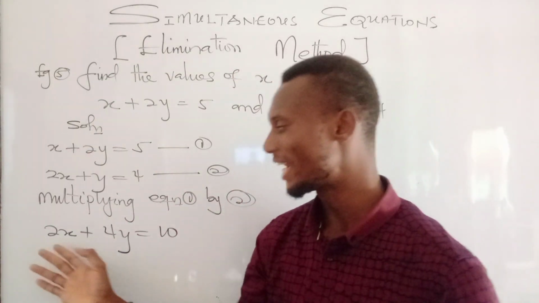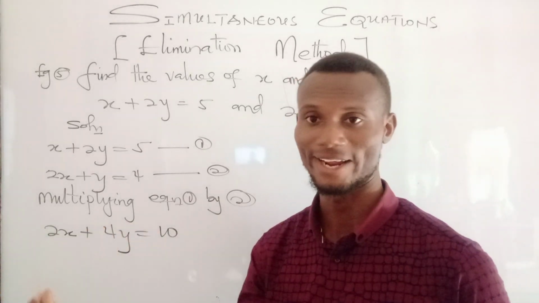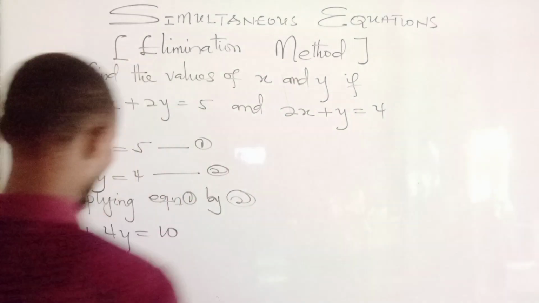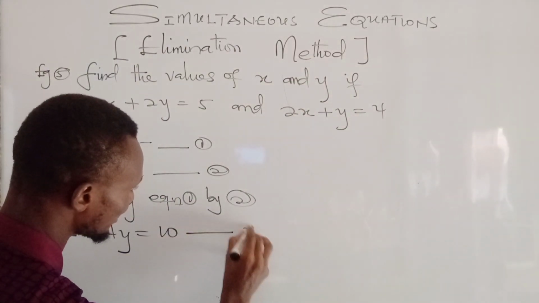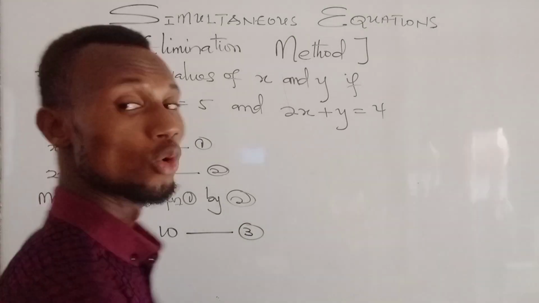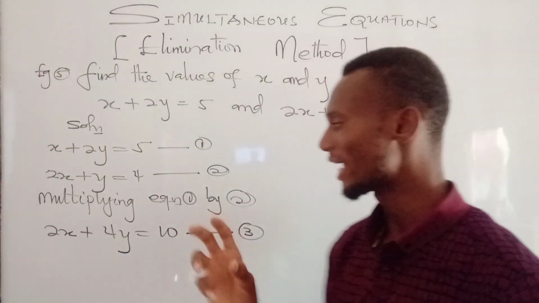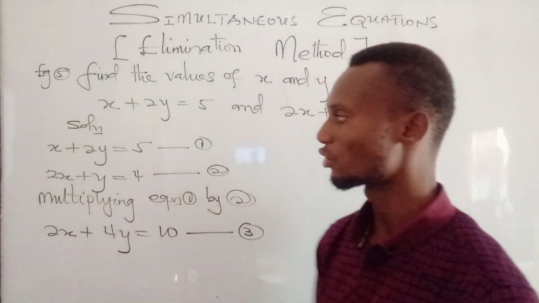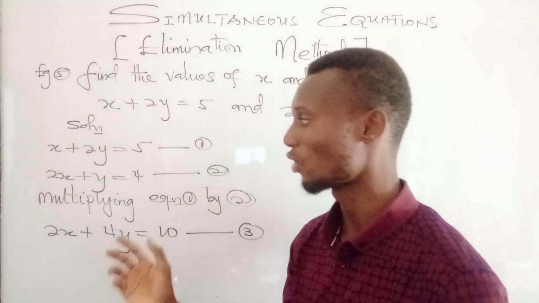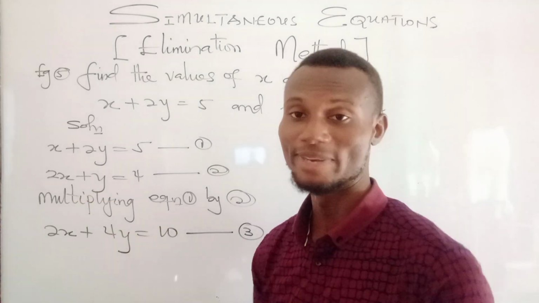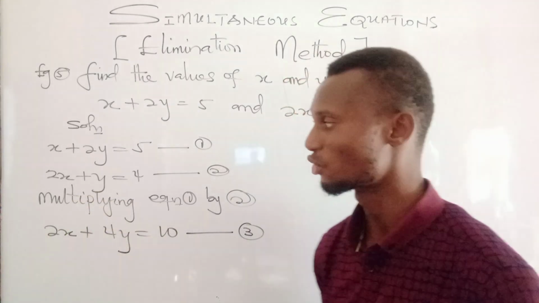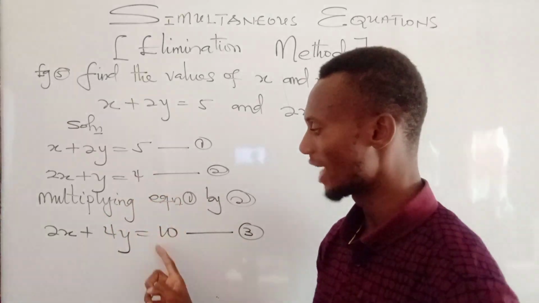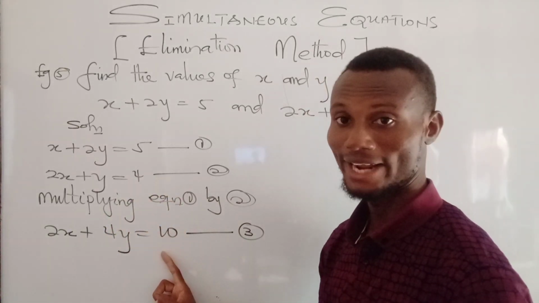So now we label this one as equation 3. Now what we do is we are going to add or subtract. Actually, we need to subtract instead, because when we add we cannot eliminate the variables. So now we are dealing with equation 2 and equation 3.